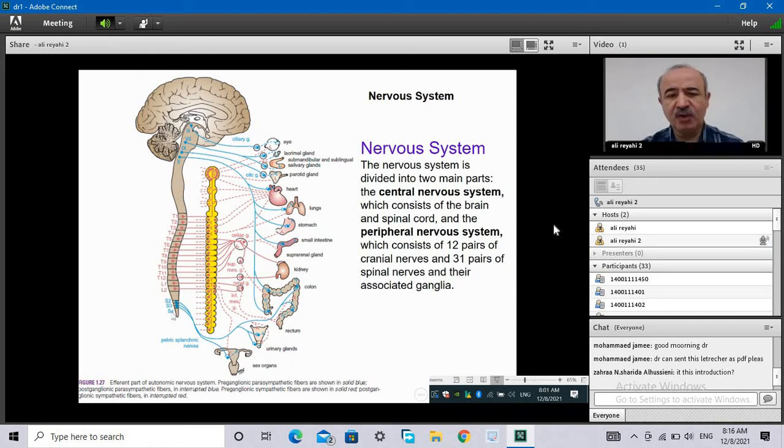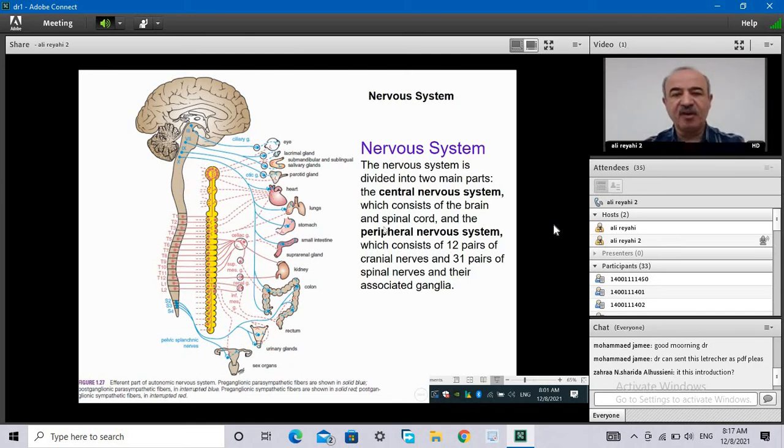The spinal cord lies within the vertebral column. So this part of the nervous system is called the central nervous system, or in abbreviation we call it CNS, central nervous system.